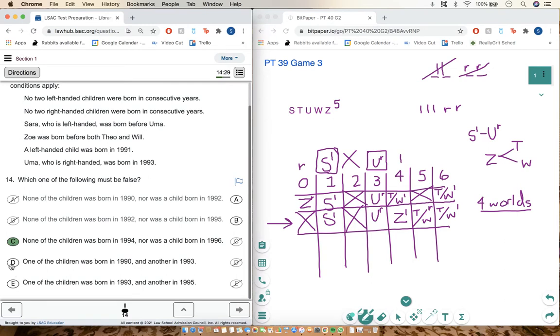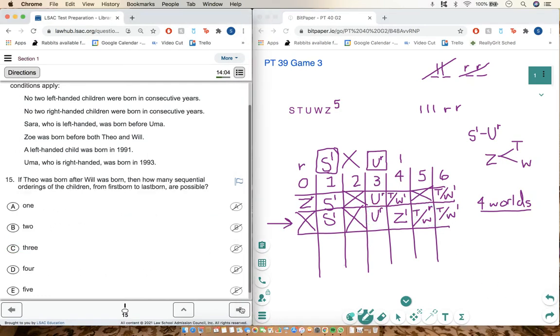Just to look at the last two options, one of the children is born in 1990, so that would be talking about this situation, and another in 93. That can happen, right? So that's okay. That's not something that must be false. One of the children was born in 93 and another in 95. So that would be talking about this situation. Someone is born in 93, someone is born in 95. That's fine. So that works. We can also cross that one out.